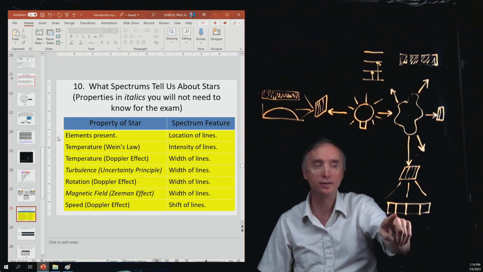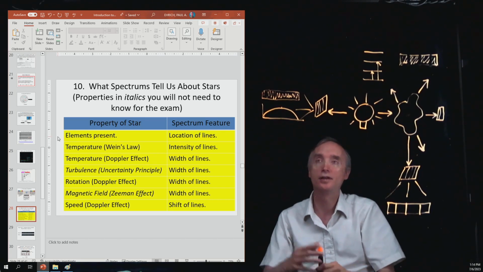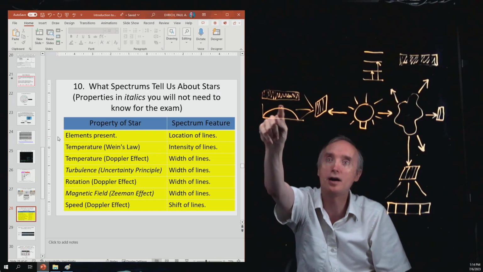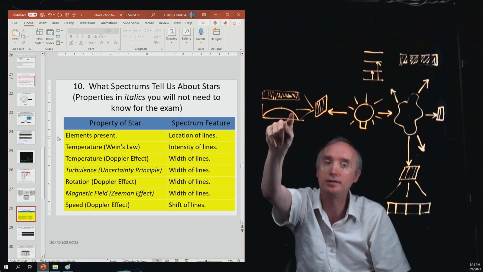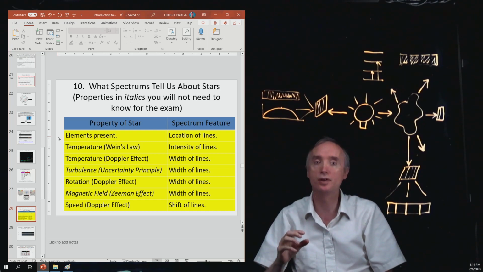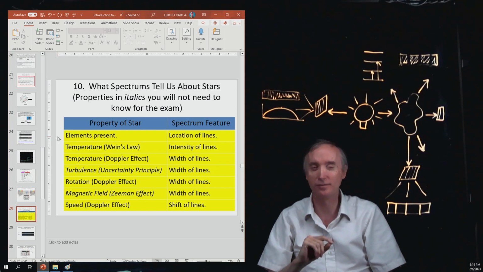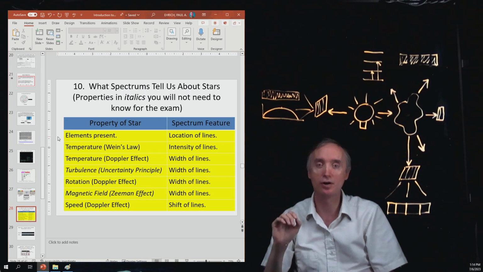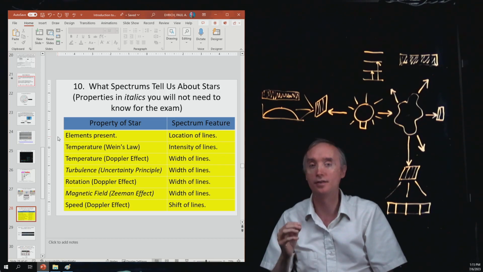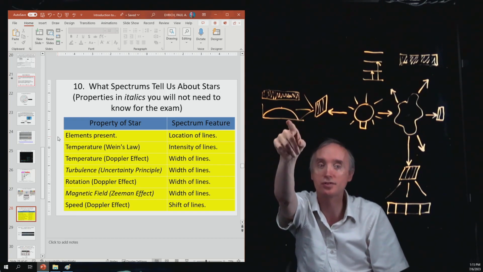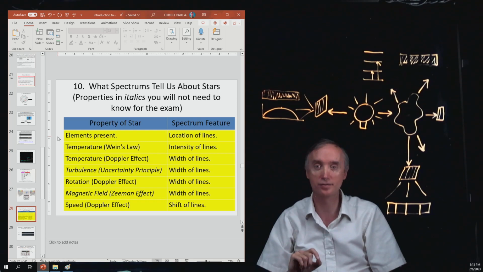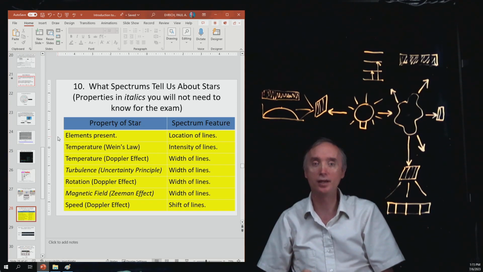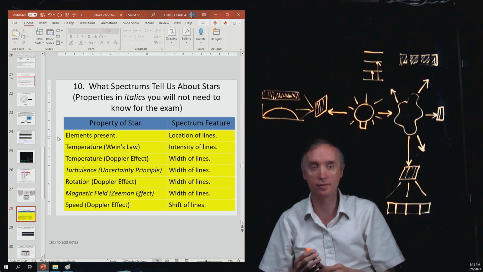Okay, the brightness of the lines tells you the black body, and then that in turn we can use Wien's law. So it's going to be called Wien's law. We could use that to determine the temperature of the star. Pretty impressive.